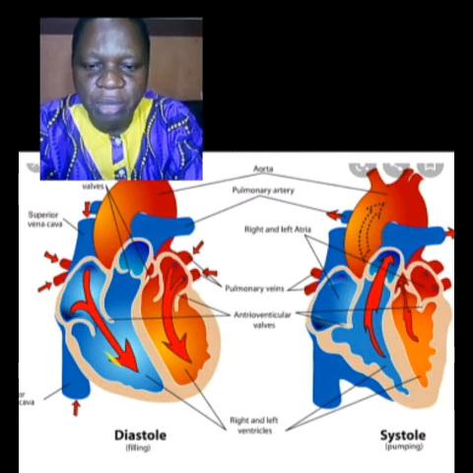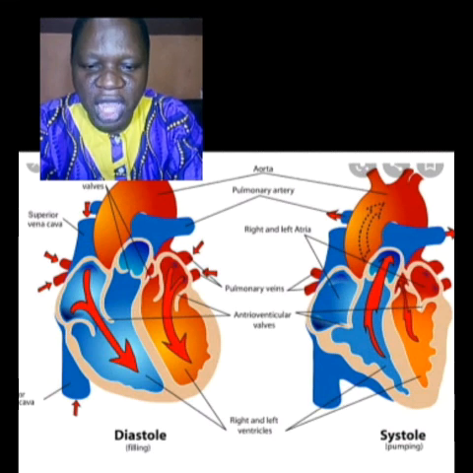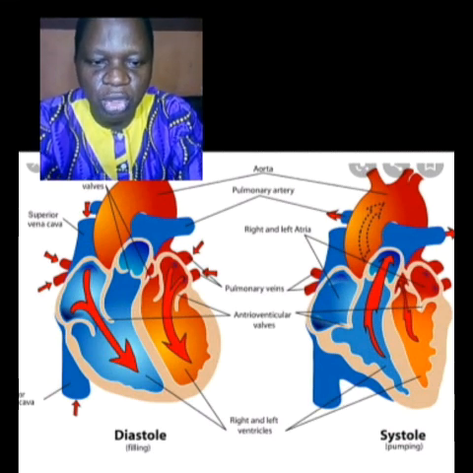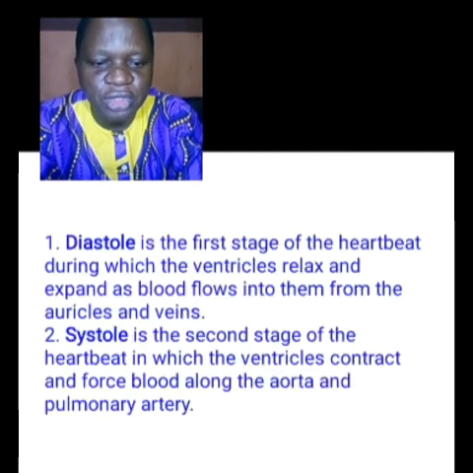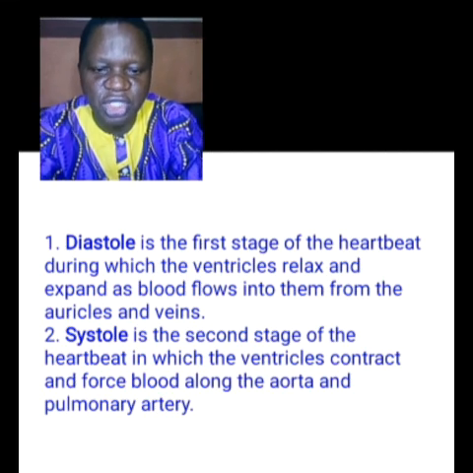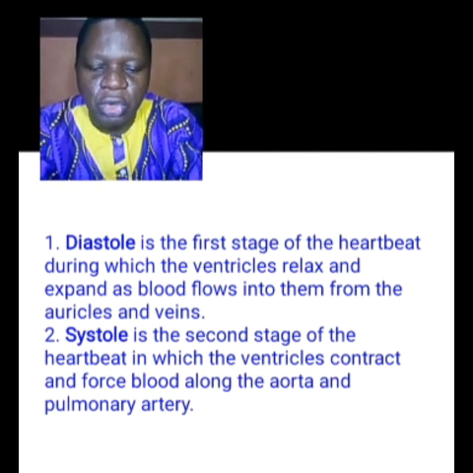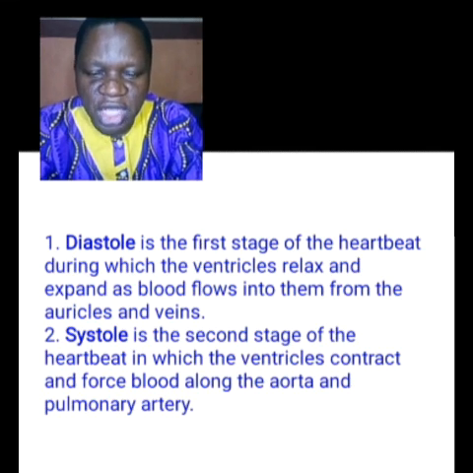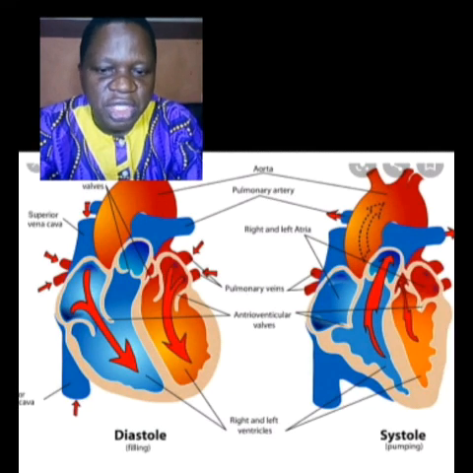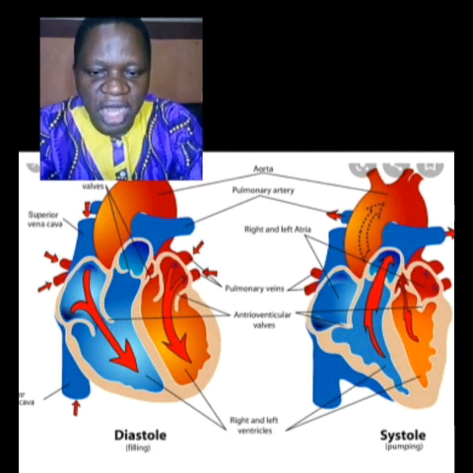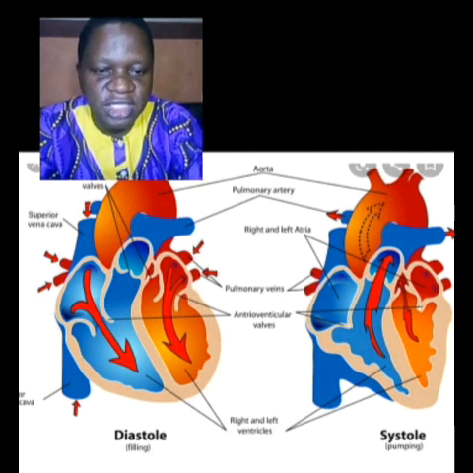The systole is the second stage of the heartbeat, in which the ventricles contract and force blood along the aorta. Look at it now. The heart that was relaxed in the diastole is now contracting in the systole, and therefore you can see that the blood is then forced out of the ventricle into the aorta, so that the blood will be pumped into other parts of the body.